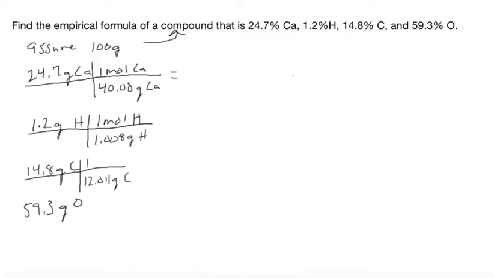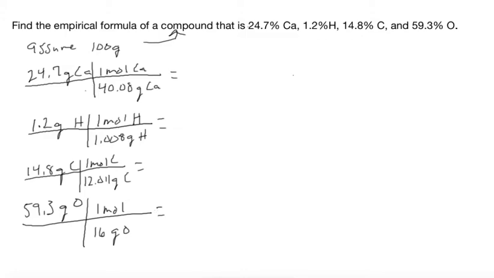So in order to convert this one, I'm going to say 12.011 grams of carbon is equal to 1 mole of carbon. That'll be something we need to calculate. Now let's do oxygen. There are 16 grams of oxygen in 1 mole of oxygen. Alright, let's go ahead and get the calculator and figure out what we have.